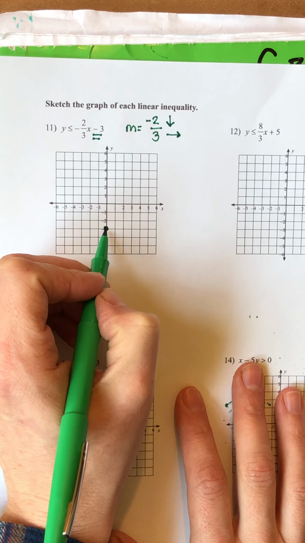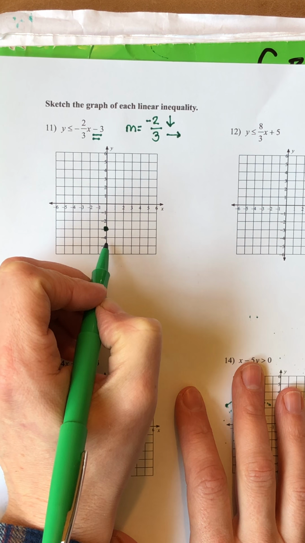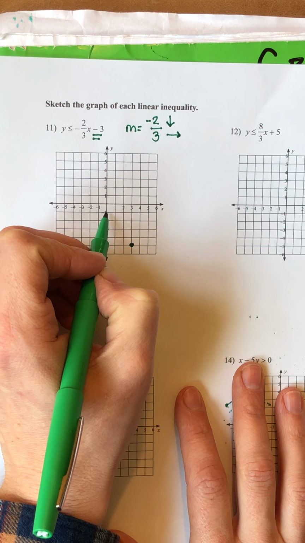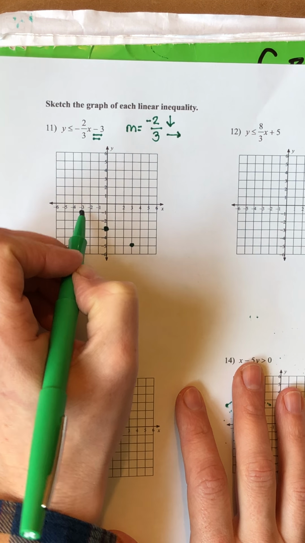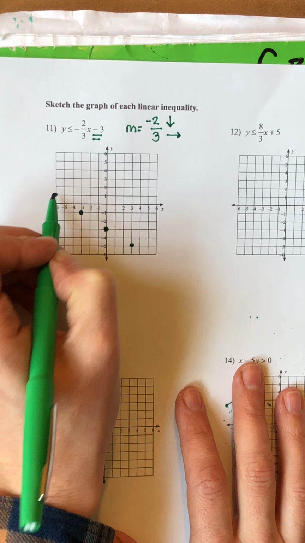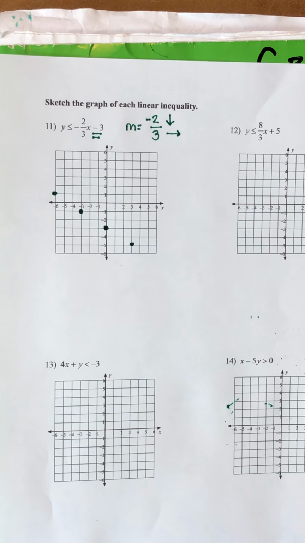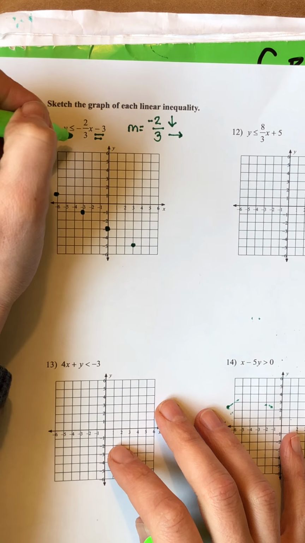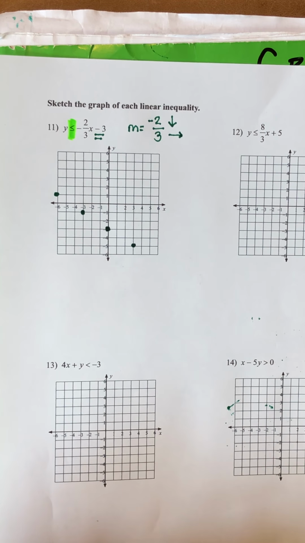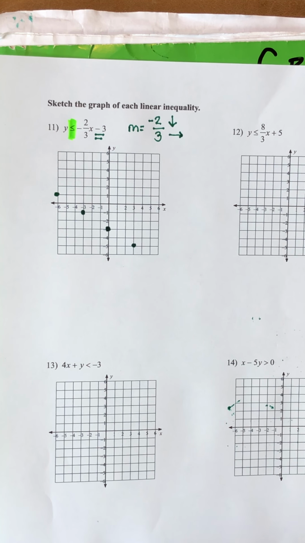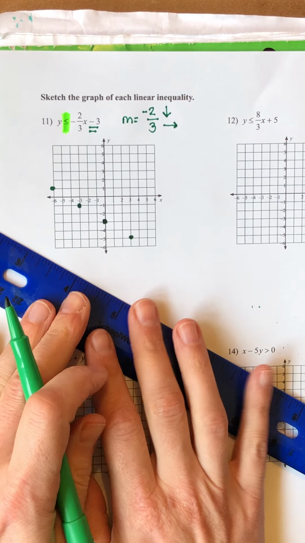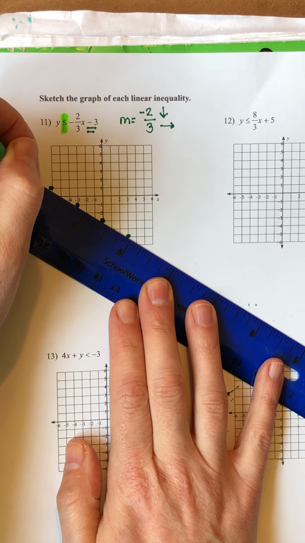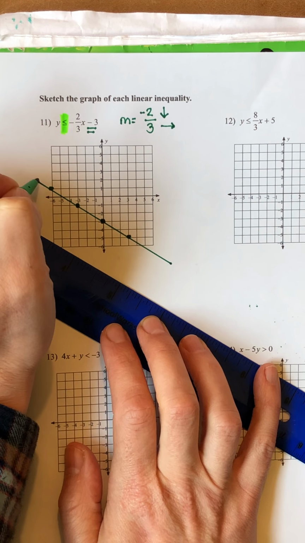So from this point, I'm gonna go down 2, forward 3. And then I know how to go backwards. I'll go up and then to the left, and up and to the left to make my straight line. So now I have to check and see if it's a solid or a dotted line. And it's that one with a line underneath, or equal to. So I can go ahead and make a solid line. Use a ruler.